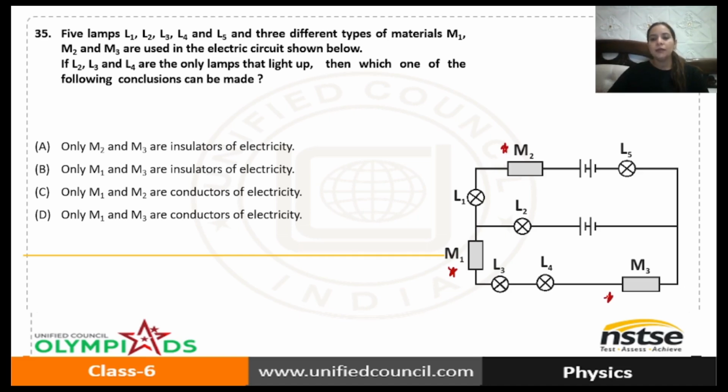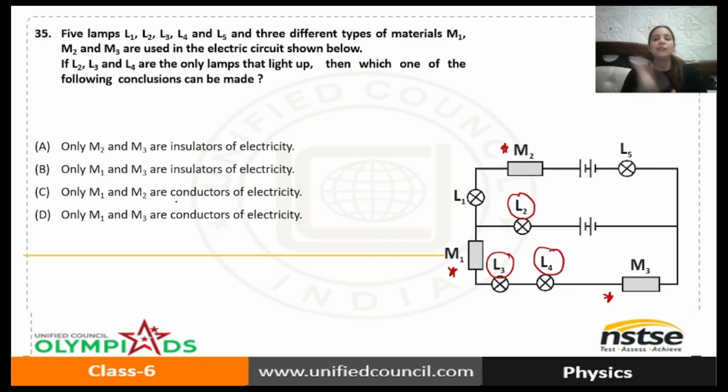They are arranged as you can see in the circuit. So if L2, L3 and L4 are the only lamps that light up, then which one of the following conclusions can be made? Now let me tell you, if you have arranged something in a circuit and a bulb is glowing, always remember that means what all you have attached is proper, like the connections are proper.